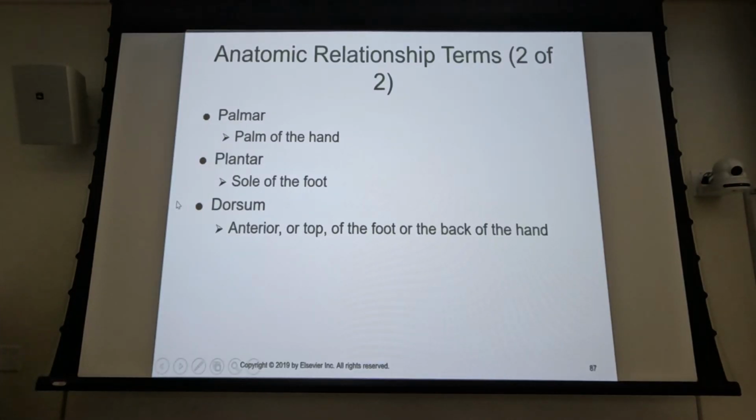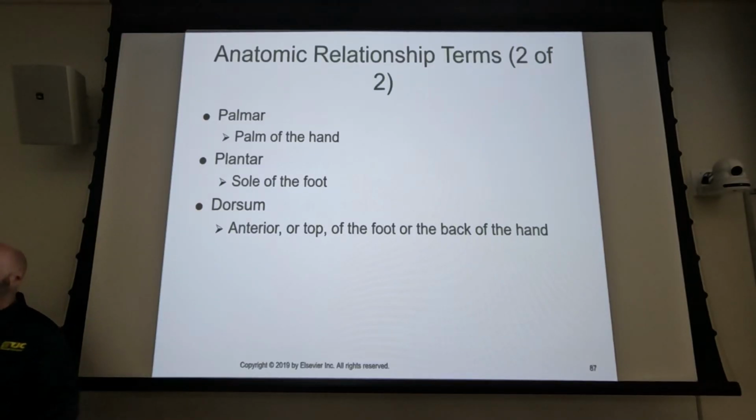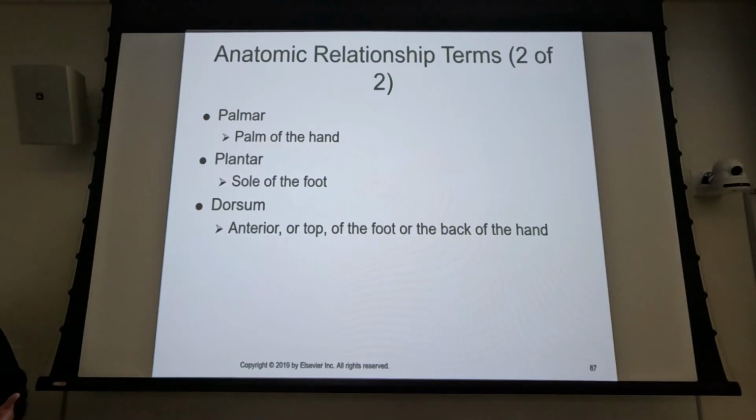Palmar, just as the word implies, is the palm of the hand. Plantar is the bottom of the foot, where the dorsal portion is the top. The sole of the foot is the plantar surface. You can think of it as, if you ever played any kind of sport and you were getting ready to run a sprint, what would the coach say? Plant your foot, right? Plant your foot and get ready to sprint or run. Dorsum is the top of the foot, or the back of the hand.